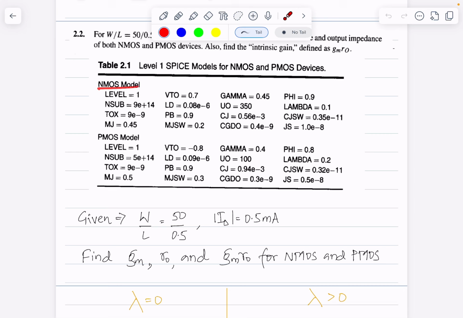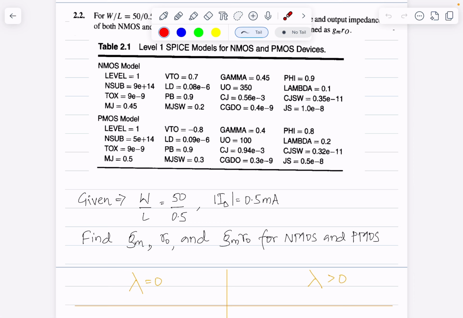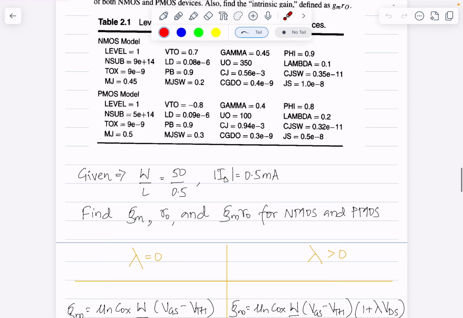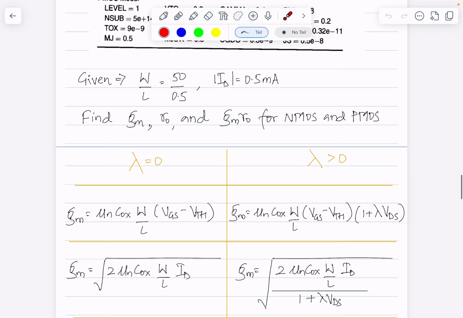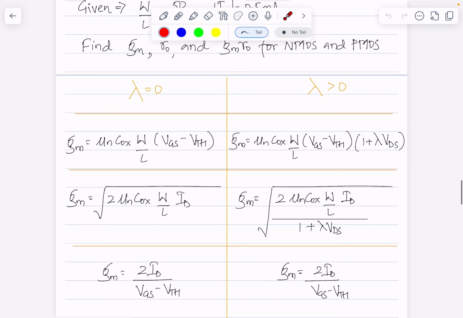We are given the properties of the NMOS and PMOS models, which we will be using in our calculations. Again, it's given that W/L is 50/0.5, |ID| is 0.5 milliamps. We need to find gm and r0 for both NMOS and PMOS.